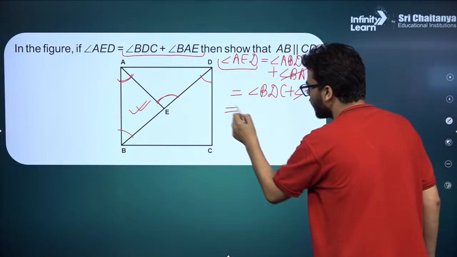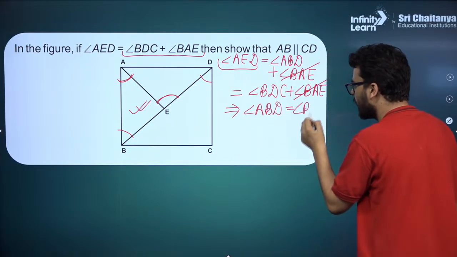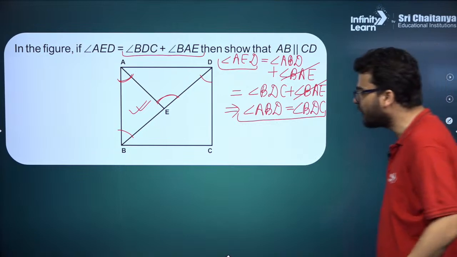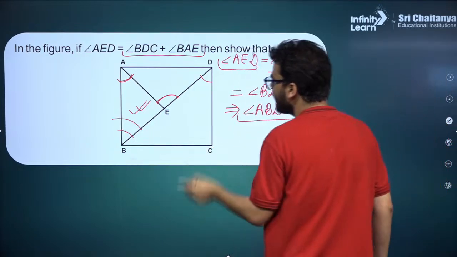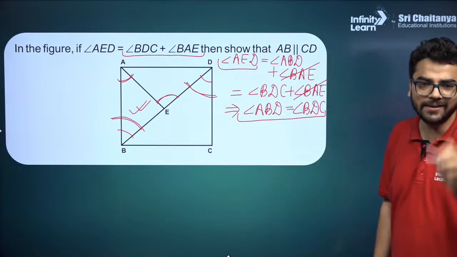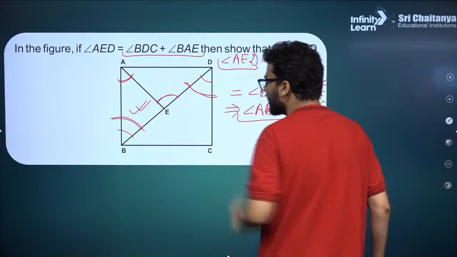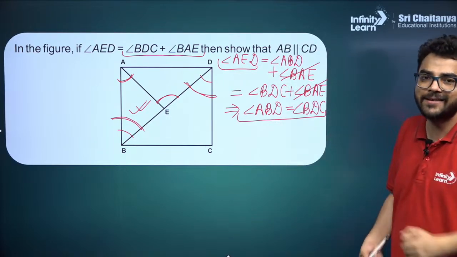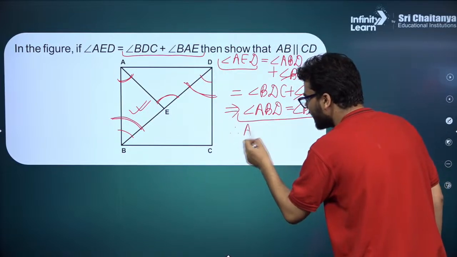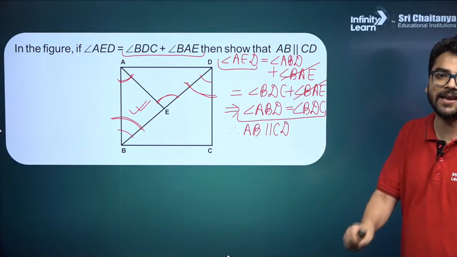So from here, can I not say, guys, that ABD is equal to BDC? So basically, we have proved successfully that ABD is equal to BDC. And these are alternate interior angles. If I have proved that this angle is equal to this angle, it means we have proved that alternate interior angles are equal. So can we not say that AB is parallel to CD? I can say that AB is parallel to CD, as we have proved that alternate interior angles are equal.